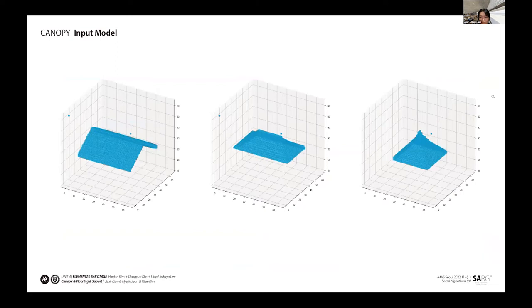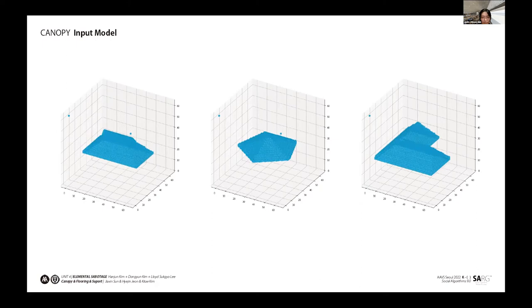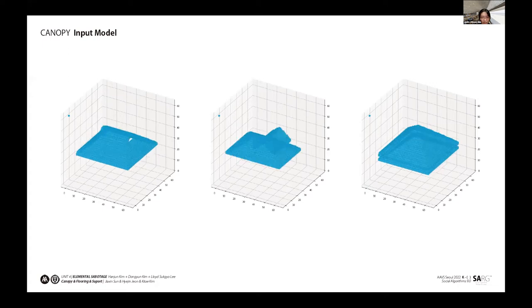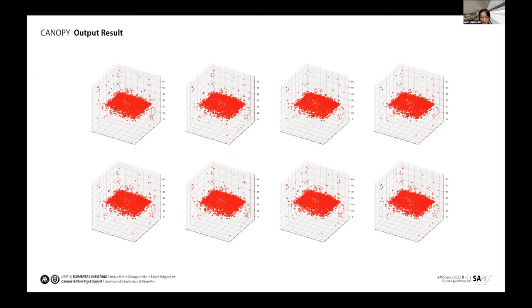According to the research, I modeled different types of tile roofs and input them as sample models for machine training. Next, please. And these are all the sample models. Next, please. These forms are results generated from the machine learning. Next, please.